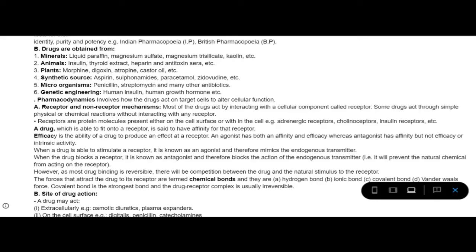Genetic engineering. This is where we find human insulin, human growth hormones. Exactly.